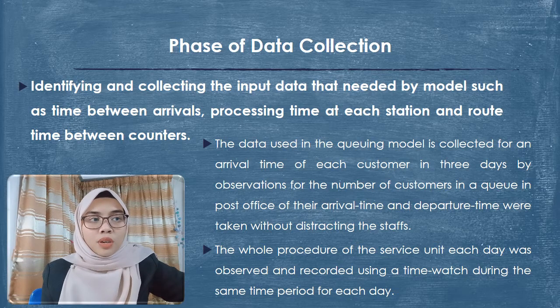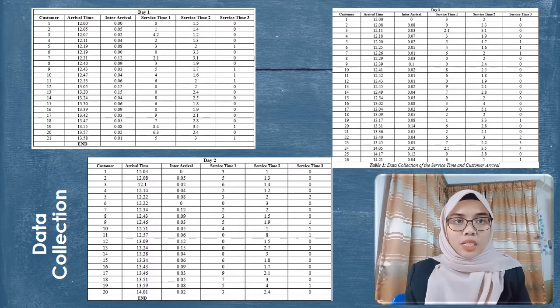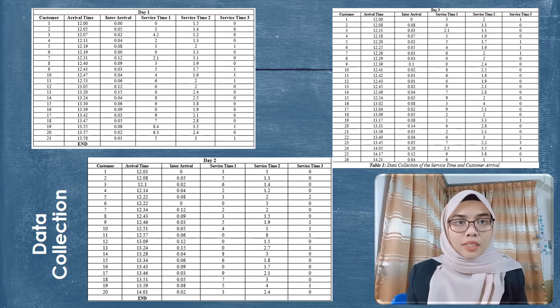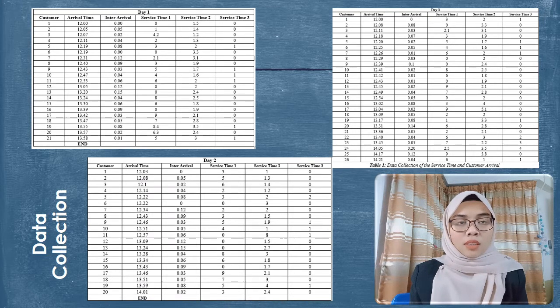The whole procedure of the service unit each day was observed and recorded using a time watch during the same time period of each day. The next one is data collection. I have collected the data of the customer arrival time, inter-arrival time and service time for 3 days at the post office counter, starting from 29 December 2020, which is on Tuesday, until Thursday 31 December 2020.